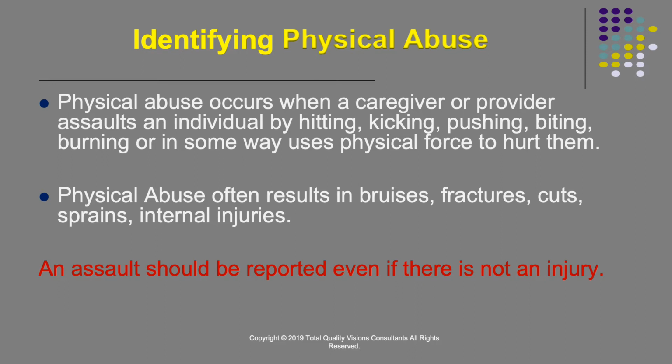Identifying physical abuse. Physical abuse occurs when a caretaker or provider assaults an individual by hitting, kicking, pushing, biting, burning, or in some way using physical force to hurt them. Physical abuse often results in bruises, fractures, cuts, sprains, or internal injuries. An assault should be reported even if there is not an injury.